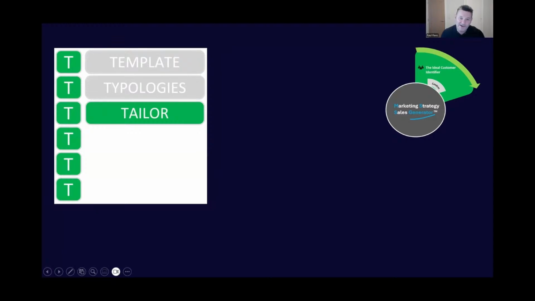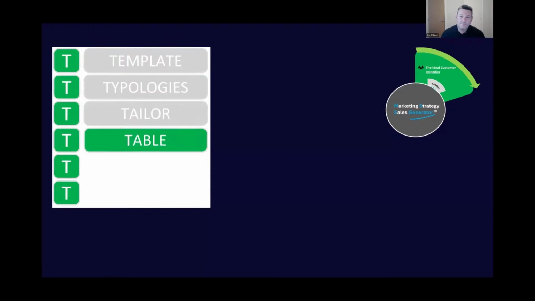Next is tailor. What do I mean by tailor? It's the ongoing sense checking of your ideal customer profiles. Why is it important? Well, it's important to reassess your ideal company profiles when, for example, you launch a new product or as external market trends evolve.